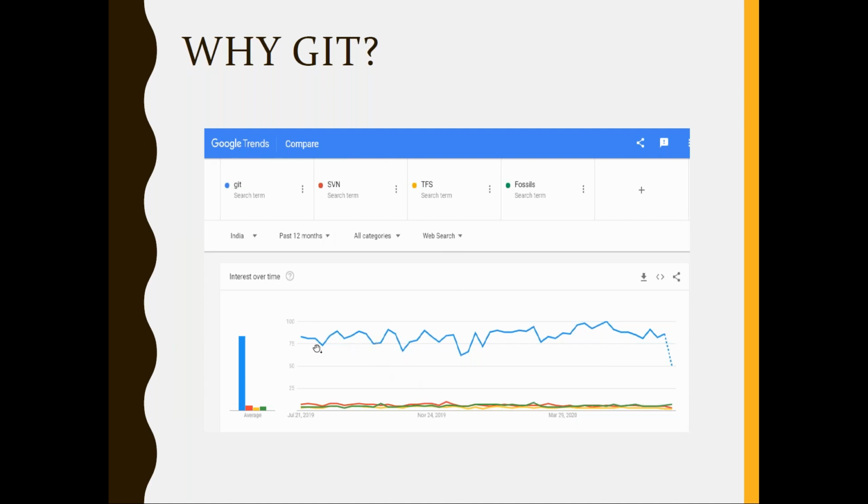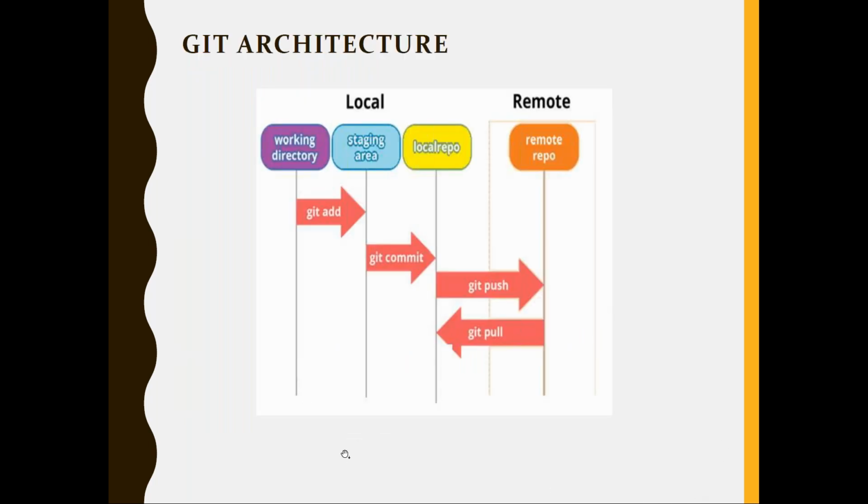Yes, see here the graph. Git is very widely used when compared with other tools. Can you see the graph? There is a lot of difference. This is a Google Trends report. You can also check the latest graph if you want. Git is used far more than any other version control system. And if you learn Git, you can easily work with any others. So now let us look into the architecture of Git.